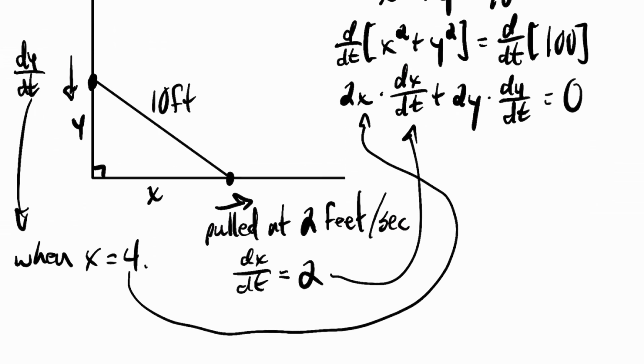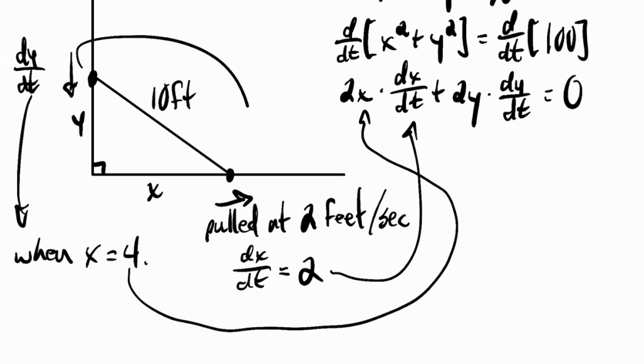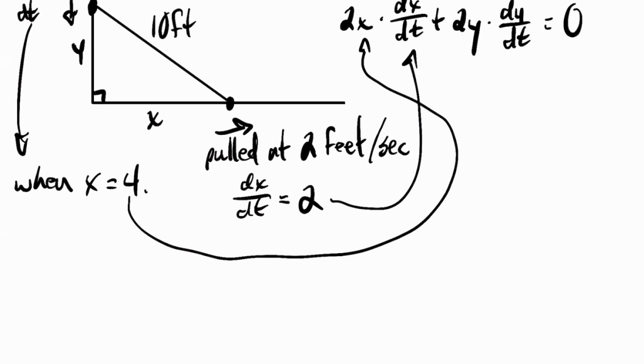So how am I going to get a number for y? Well, again, I need to use Pythagorean Theorem because I have a right triangle here. So x squared plus y squared is 10 squared. When x is 4, that will allow me to get a number for y. So 4 squared plus y squared equals 10 squared. So 16 plus y squared equals 100.